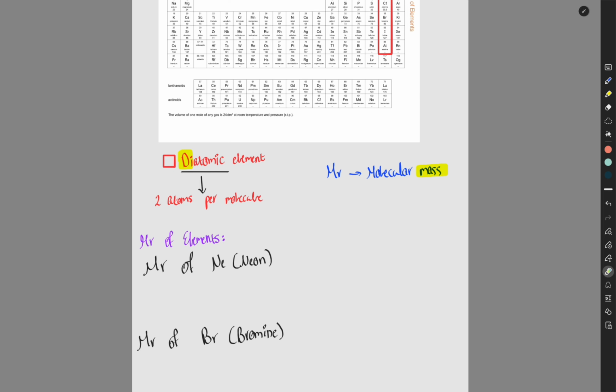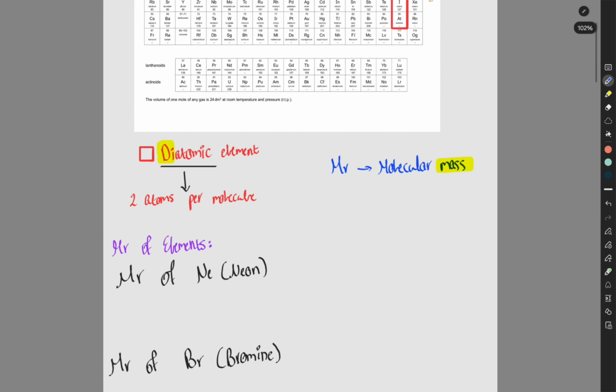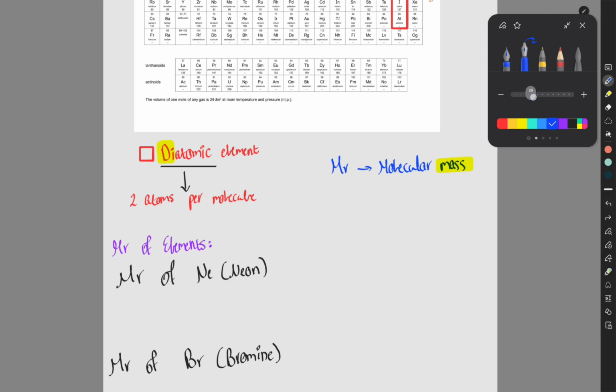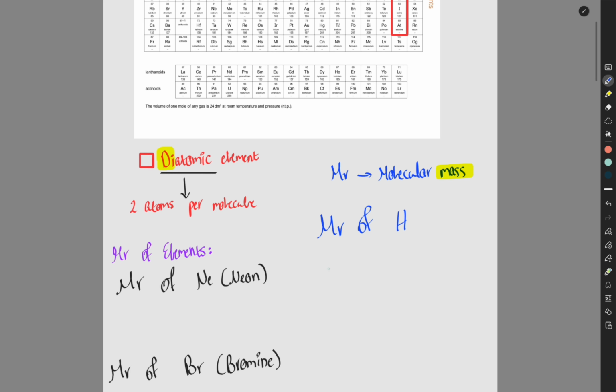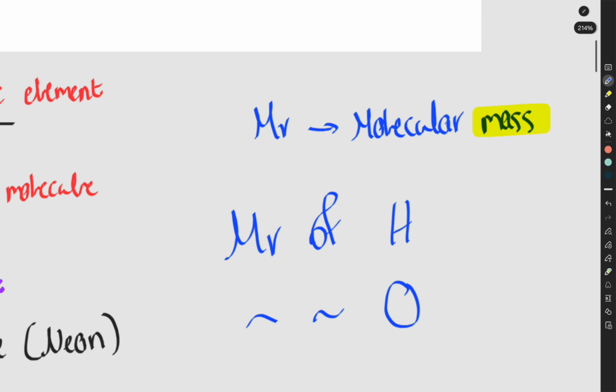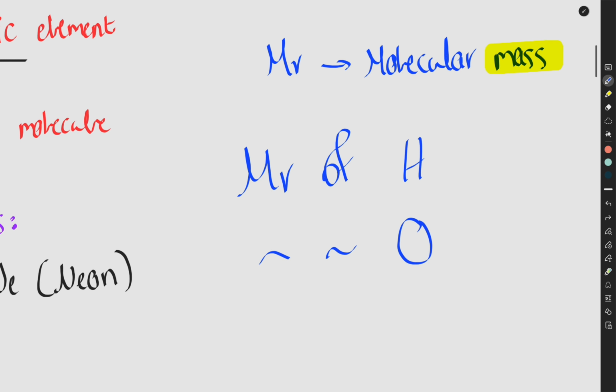So for example, you have elements that are monoatomic and diatomic. If I ask you to find the MR of a helium molecule, it's not going to be the same as the MR of an oxygen molecule. Why? Because helium is monoatomic, which means one molecule of helium literally has one atom of helium. So I'll take the mass number of helium one time, okay?